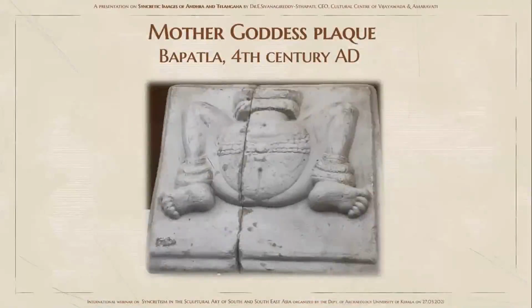Please observe that the entire belly is in the form of a Purnaghata. You all know the Purnaghata, the vase of plenty, and in the neck portion we have the lotus flower. Both legs are stretched on either side as if she is giving delivery to a baby. That is representing the real sense of the Mother Goddess. This is dated again to the 3rd, 4th centuries AD.